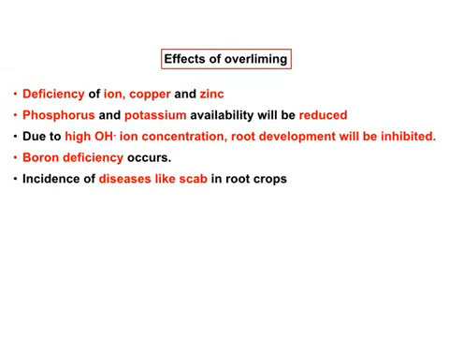These are called over-liming effects. If we apply too much liming material, first, iron, copper, and zinc deficiency will occur. Then phosphorus and potassium availability will also reduce. Then OH ion concentration will increase. Because of this, root development will be affected. Then some diseases will occur, like scab disease in root crops. Some root crops are affected by scab disease. These are the effects of over-liming.